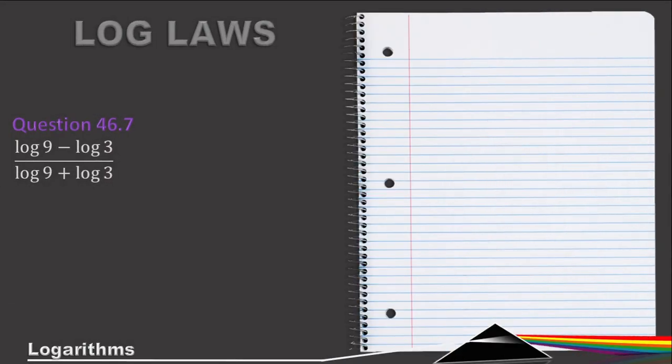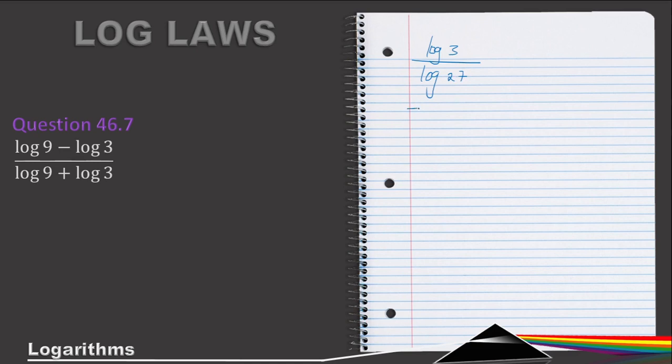Right, next up. So here the easiest is definitely going to be to apply log laws 1 and 2. So divide the first one. So log 9 divided by 3 is 3, and at the bottom, or the denominator, 9 times 3, so that's log 27.